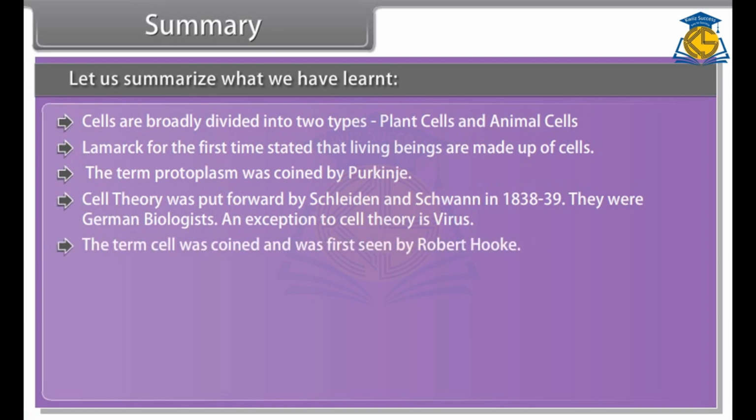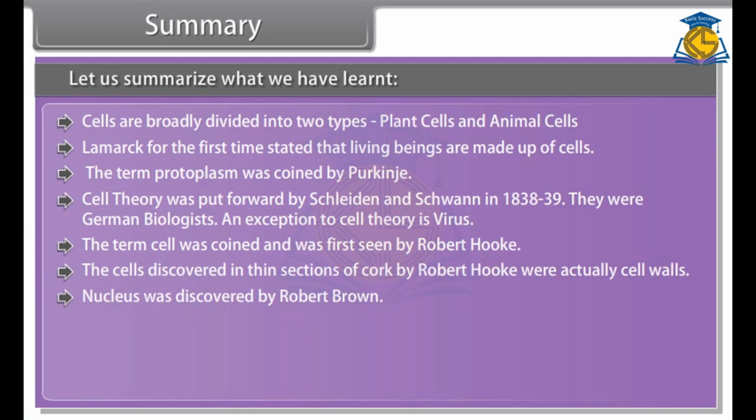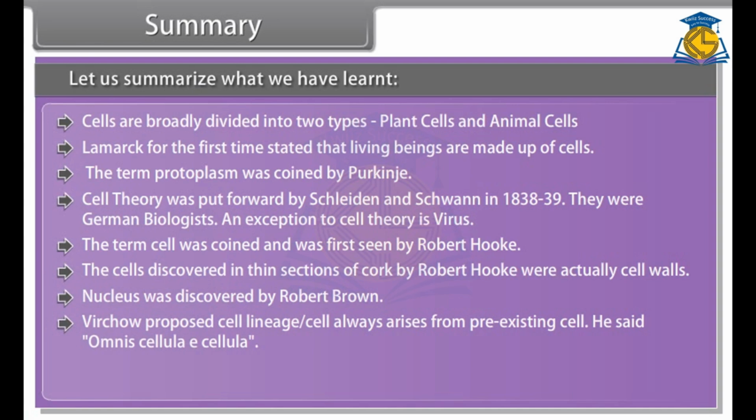The term cell was coined, and the cell was first seen, by Robert Hooke. The cells discovered in thin sections of cork by Robert Hooke were actually cell walls. The nucleus was discovered by Robert Brown. Virchow proposed cell lineage: a cell always arises from a pre-existing cell. He said, "Omnis cellula e cellula."